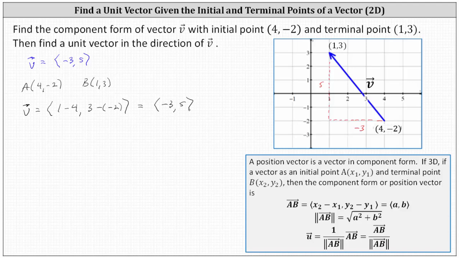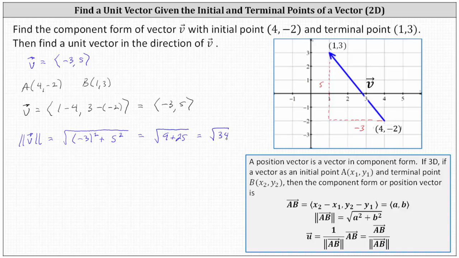And now to find a unit vector in the direction of vector v, we first need to determine the length of vector v, or the magnitude, and then a unit vector in the same direction as vector v is equal to 1 divided by the magnitude times vector v. So the magnitude of vector v is equal to the square root of the sum of the squares of the components, which gives us the square root of the sum of the square of -3 and the square of 5, which gives us the square root of the sum of 9 and 25, which equals the square root of 34.